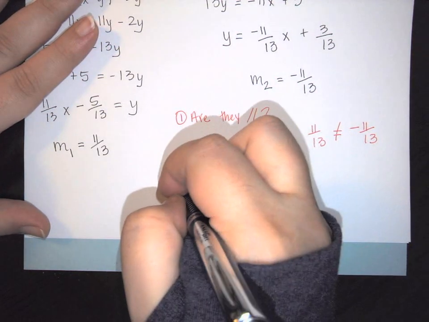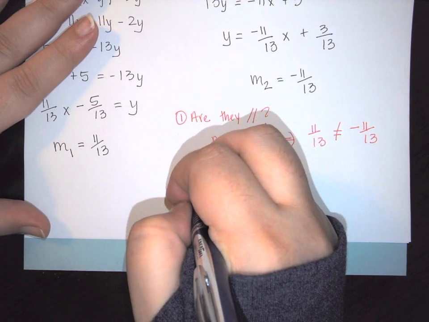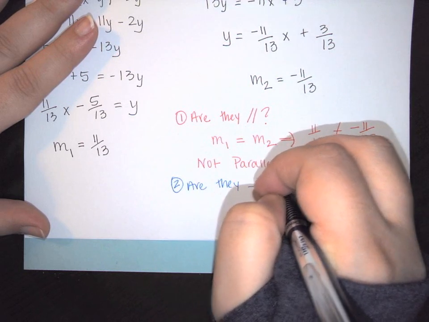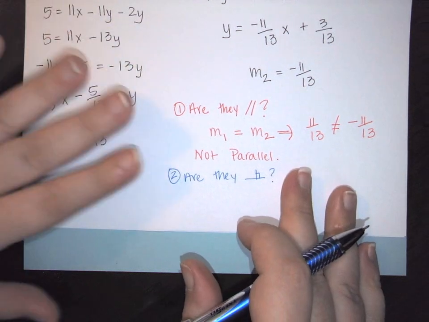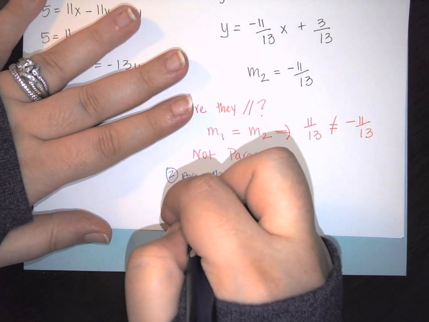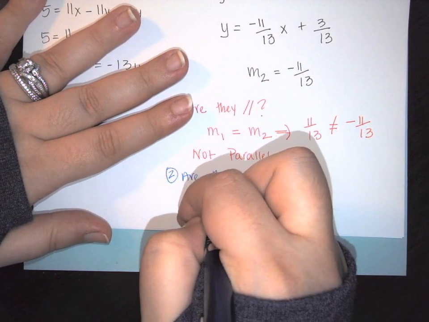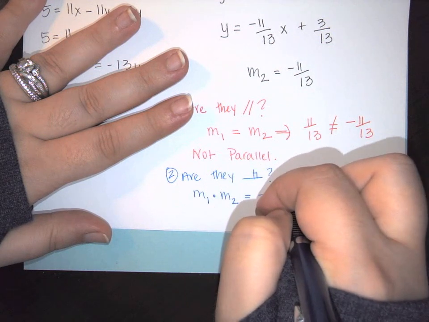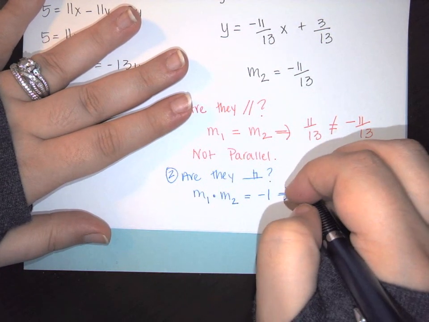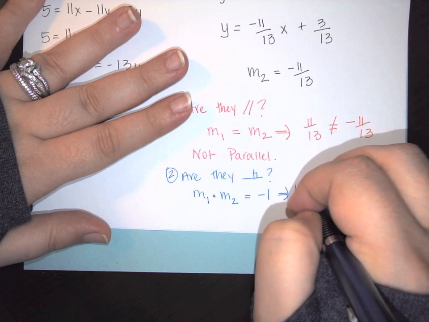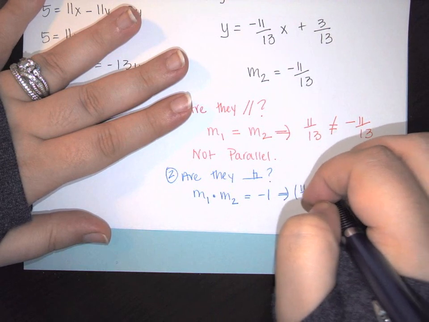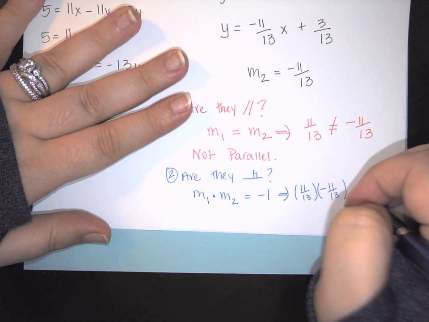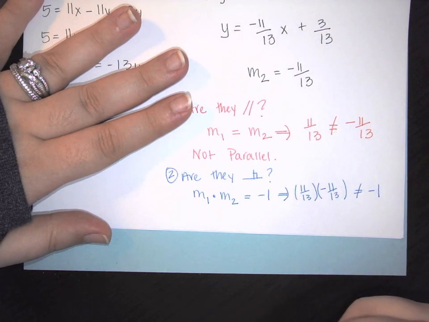The second thing that we have to look at is, are they perpendicular? So for perpendicular, the easiest thing to do is to say, is m1 times m2 equal to negative 1? So let's look at that. m1 is going to be 11 over 13. I'm going to multiply that by negative 11 over 13. Well, that does not equal negative 1.